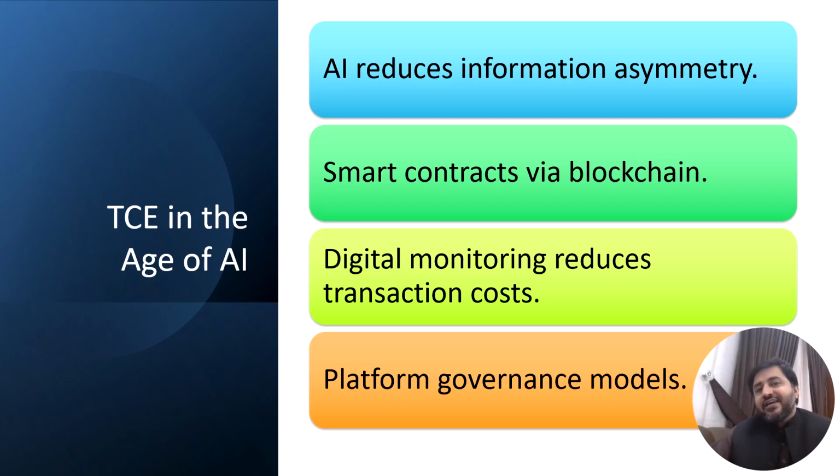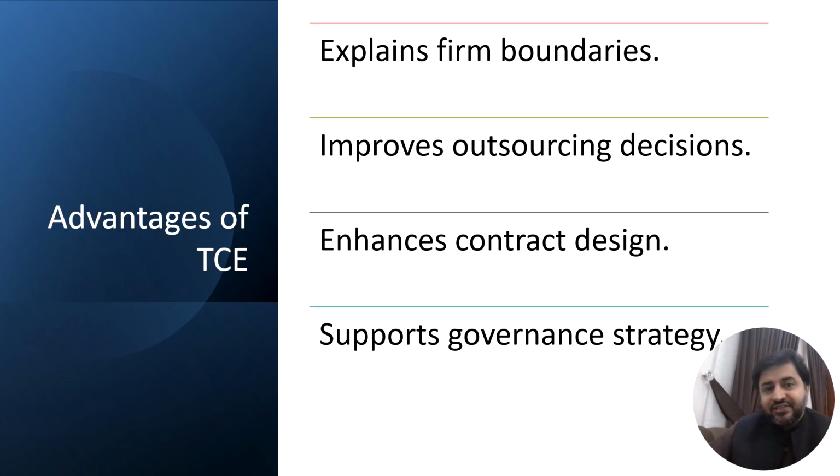In the age of AI, we can see AI is reducing information asymmetry. That definitely can help manage the people outside the organization. Smart contracts via blockchain are difficult to break. Digital monitoring reduces the transaction cost, and platform governance models are also being introduced that create better implementation of the TC.